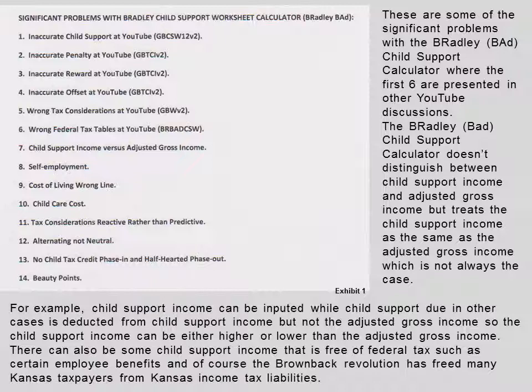For example, child support income can be imputed, while child support due in other cases is deducted from child support income, but not the adjusted gross income, so the child support income can be either higher or lower than the adjusted gross income. There can also be some child support income that is free of federal tax, such as certain employee benefits, and of course, the Brownback Revolution has freed many Kansas taxpayers from Kansas income tax liabilities.